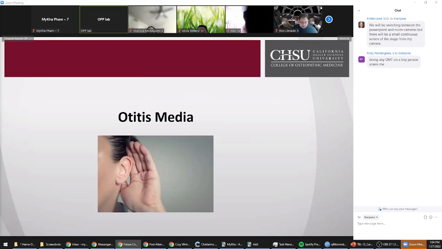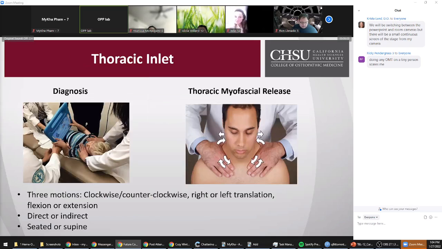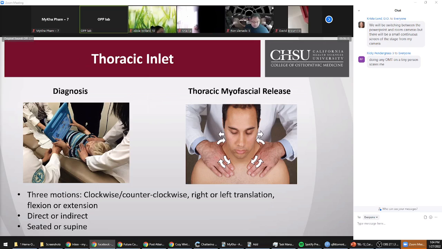So if we take a look at otitis media, remember one of the things to do in order to apply a technique is to actually make a diagnosis of the area. If you're looking at the lymphatic system and considering that, for anything in the head and neck location, you would have to, of course, create and open up that area in the cervical thoracic region. So here, we are looking at a technique that you've seen before, but that opens up the thoracic inlet.